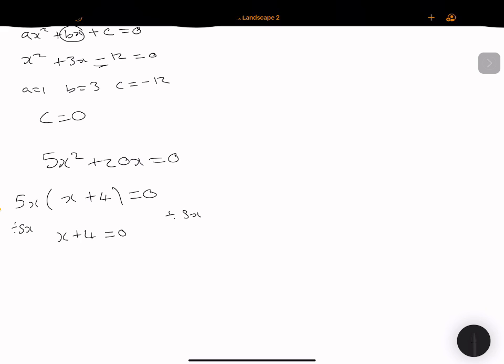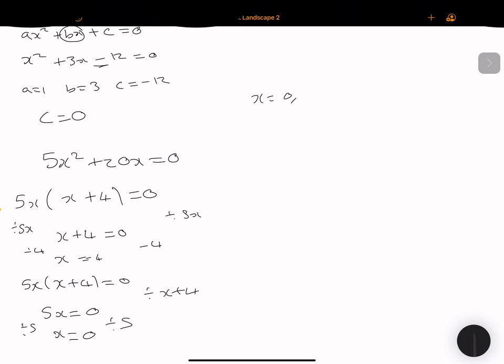Now let's solve. So that's minus 4 from both sides, and that will leave us with minus 4. So x equals minus 4. Okay, and let's do it by dividing by x plus 4. So to divide both sides by x plus 4, which will leave us 5x equals 0. And then divide by 5 on both sides, leaves you with x equals 0. So x equals 0 or minus 4.